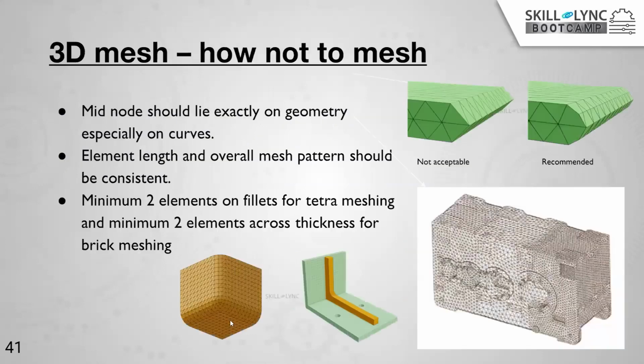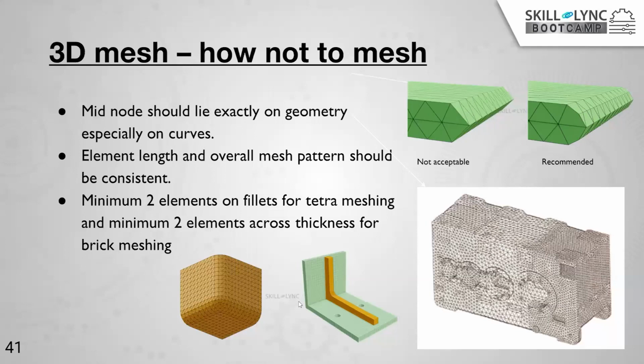These are some tips and tricks on how not to mesh. This is a curvature. If you mesh it using two elements, it's not looking like a curvature, right? It means you are not able to capture the curvature properly. You need to mesh it more finely so that you capture the curvature shape properly. As an example, here you meshed using a higher number of elements, so you are able to capture the curvature properly.